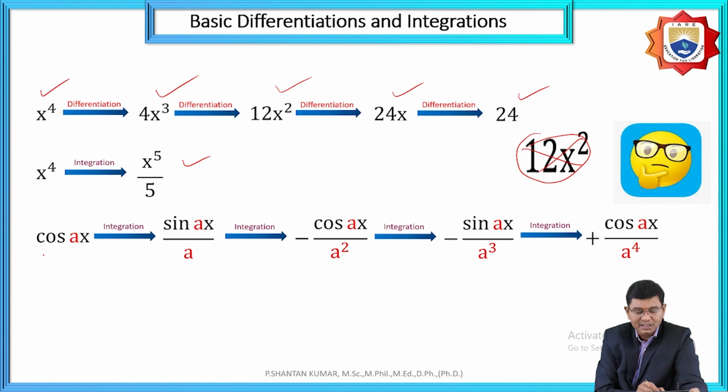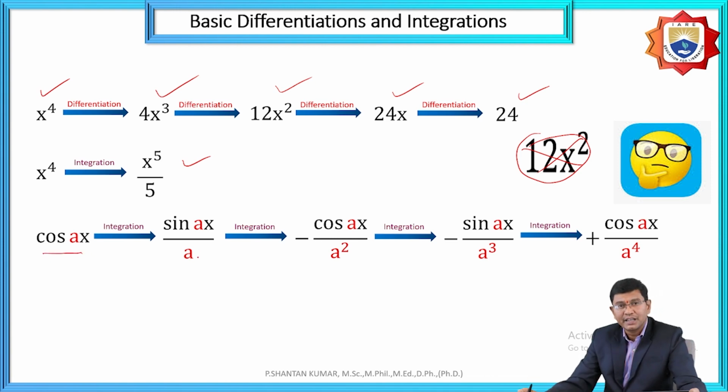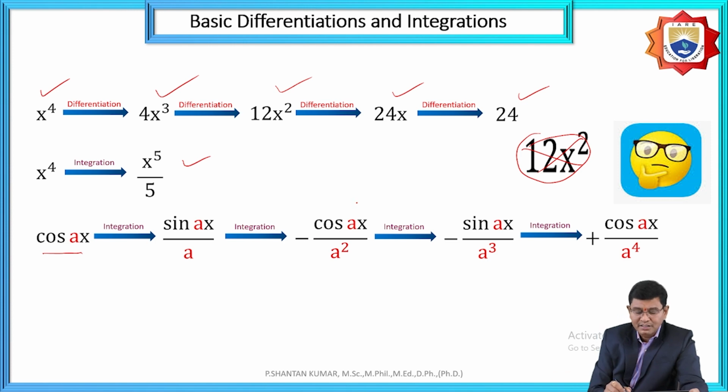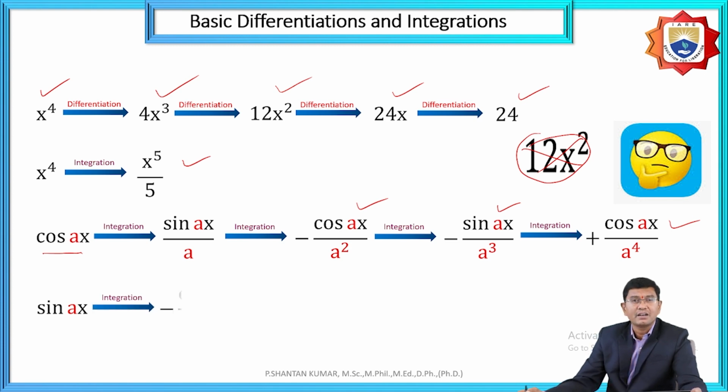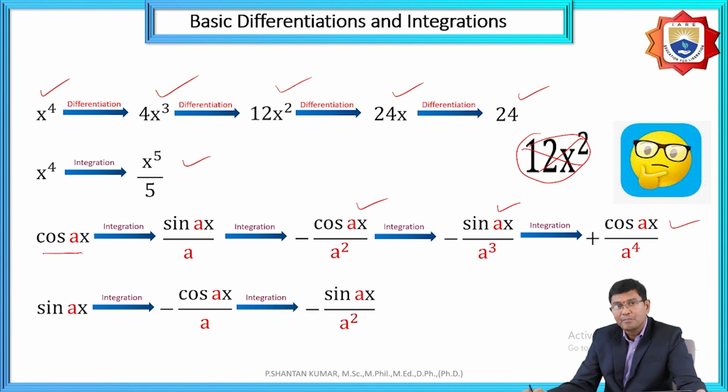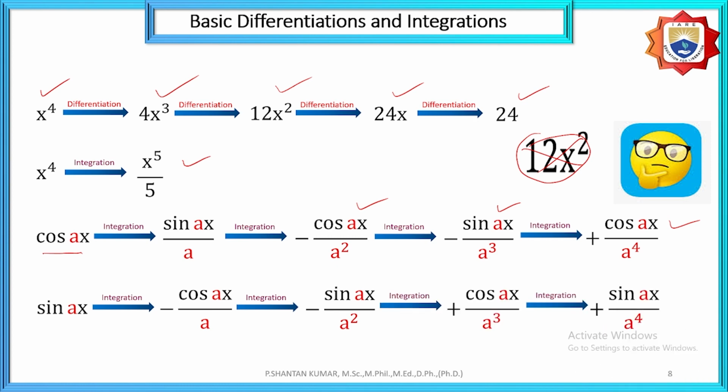And for example, coming to cos ax, the integration is sin ax by a, one time integration, and one more time integration is minus cos ax by a square, and then minus sin ax by a cube. These are the successive, one by one integration parts. And again, for example, sin ax integration is minus cos ax by a, and one more time integrating is minus sin ax by a square, and the next integration is cos ax by a cube, and similarly so on, depending upon sine to cos and again cos to sine, depending upon the coefficients of the x value. These are some basic integrations and differentiations useful for integration by parts.